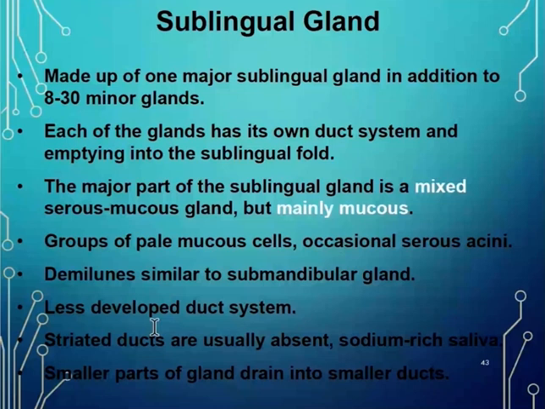The final major salivary gland is called the sublingual, located beneath the tongue. It is made up of two parts, the major sublingual gland, in addition to minor glands, a collection of 8 to 30 minor glands. Each of the glands has its own system of emptying outside to the sublingual fold. The major part of the sublingual gland is also mixed, but with a predominance of mucus to serous.